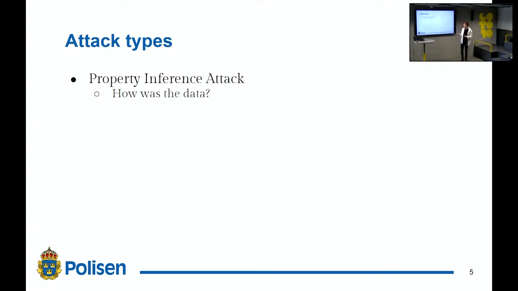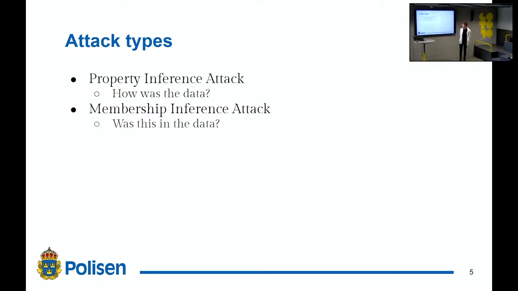The second type of attack is called a membership inference attack. In this case, we try to figure out if a particular piece of data, an image maybe, was used in the training data. Perhaps I'm curious if my Instagram images have been used to train an image classifier, and I use my own image inside this membership inference attack to try to figure out if it actually was included.